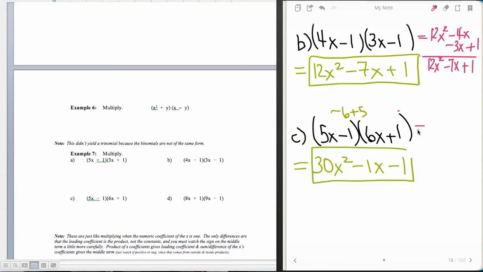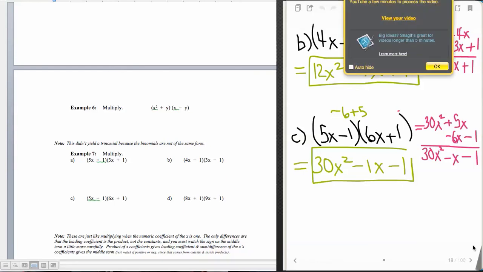Let's do it again with this one down here. We have 5 times 6, which is 30, x times x, which is x squared, and then 5 times positive 1, which is a positive 5x, and then we have negative 1 times positive 6, which is a negative 6x, and a negative times a positive, which is a negative 1 times 1, which is 1. And so we see 30x squared, and positive 5 and negative 6, which is a negative x or negative 1x, and then minus 1. So you see the same answer there.